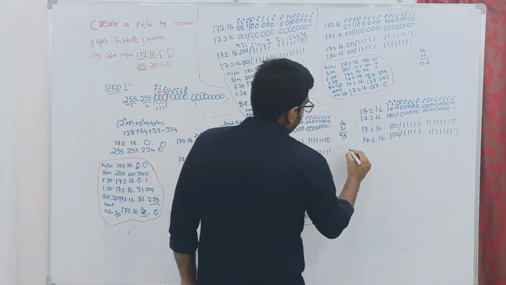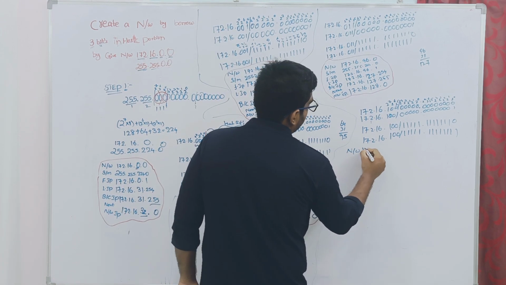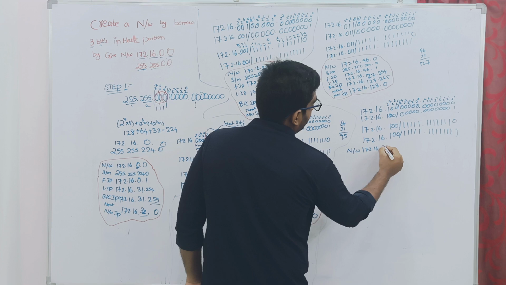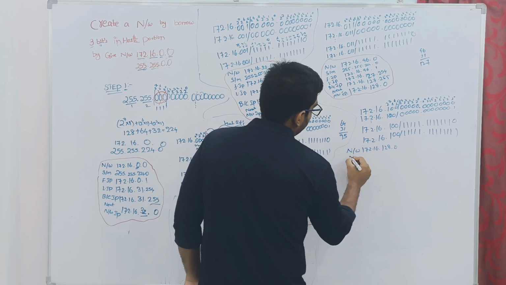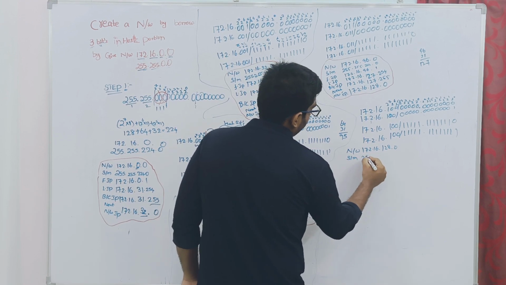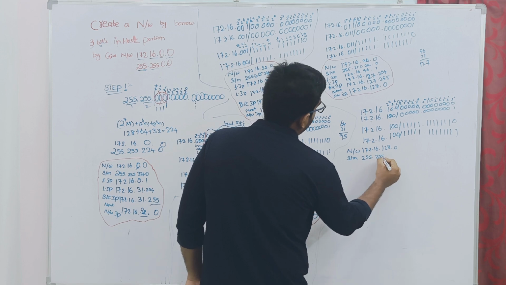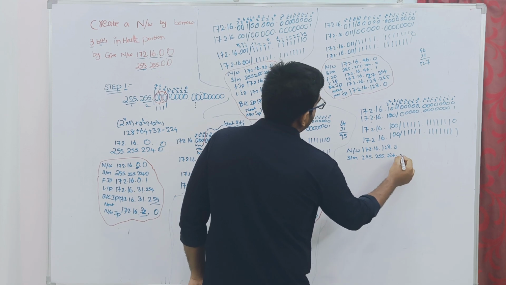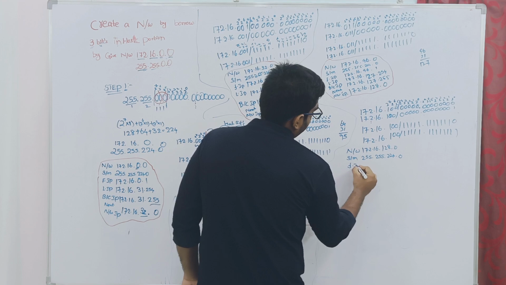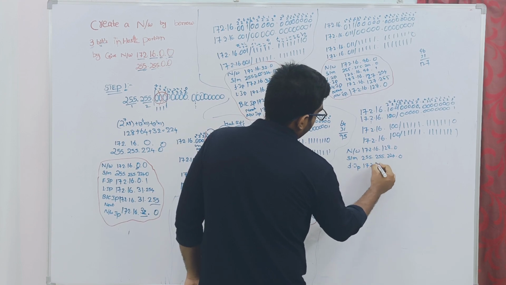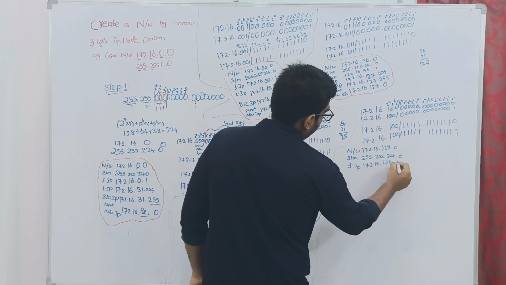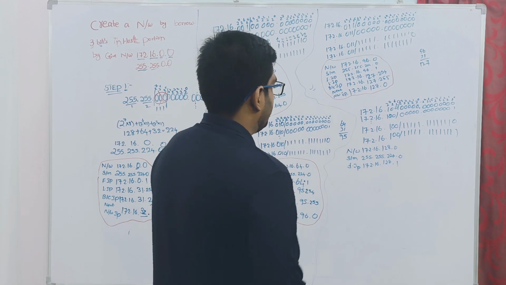What is the network IP now? So network is 172.16.128.0. What is the subnet mask? 255.255.224.0. What is the first IP? So 172.16.128.1.